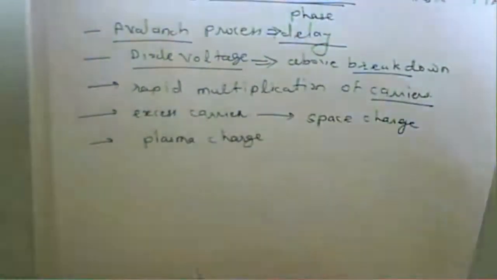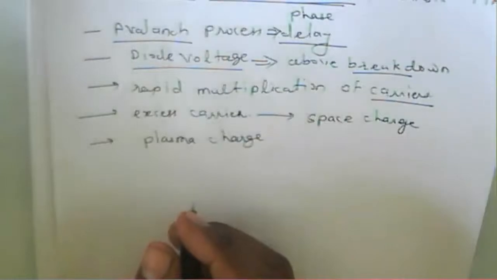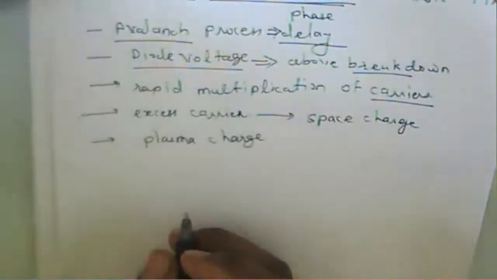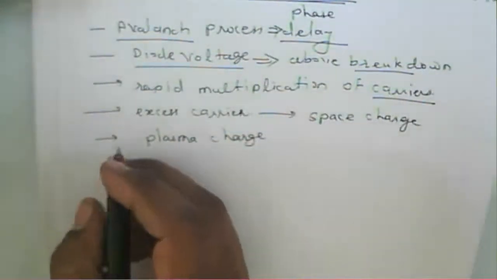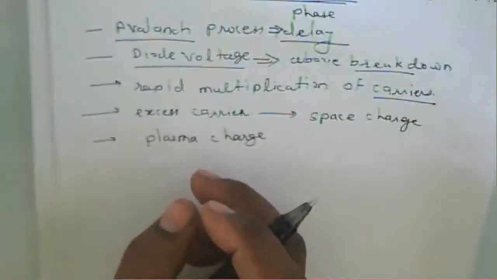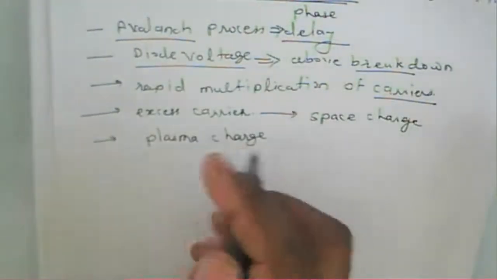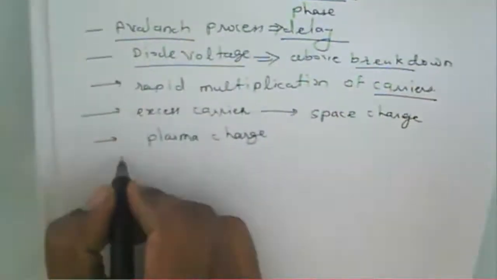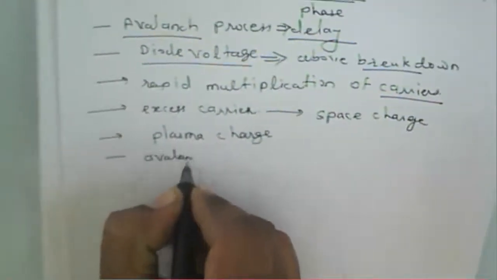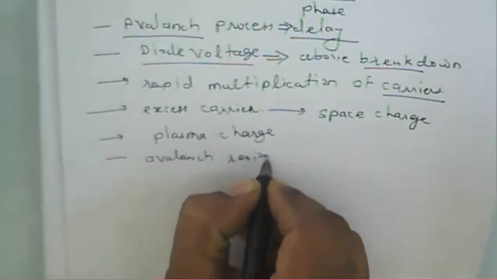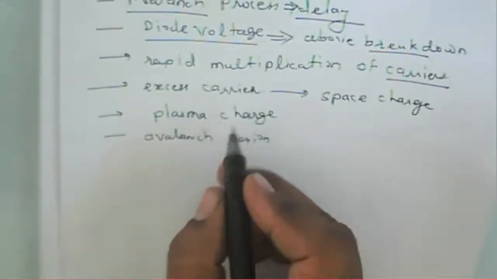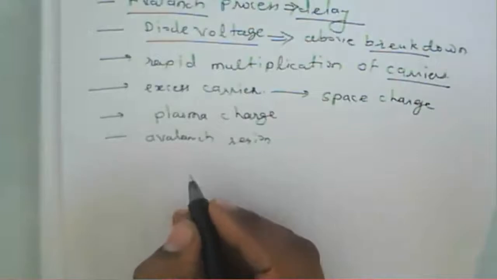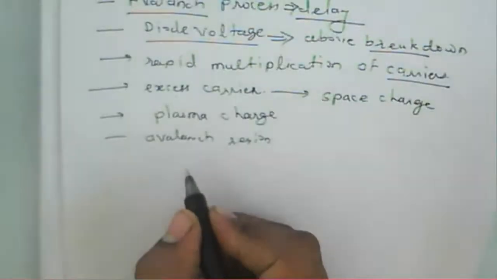We consider that this avalanche diode will work in forward bias. In that case, we need to know at what value of bias voltage, or what value of electric field, the avalanche region is generated in the diode. That depends on how much bias we apply to the diode.